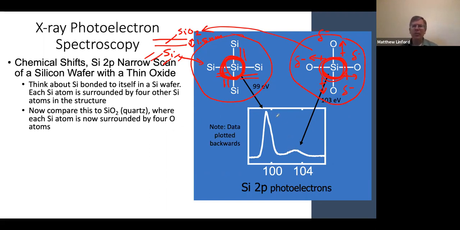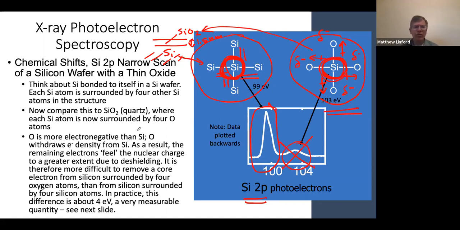If I look at the bulk silicon, I see a signal like this. This is what's called the silicon 2p peak, which means I'm knocking out 2p electrons, and it shows up at about 99 electron volts. Whereas if I have silicon oxide right here, I see a peak at about 103 electron volts. This is a very nice way of seeing whether or not I have oxide on silicon. If that peak were to go away, that would tell me that I had an oxide-free surface.